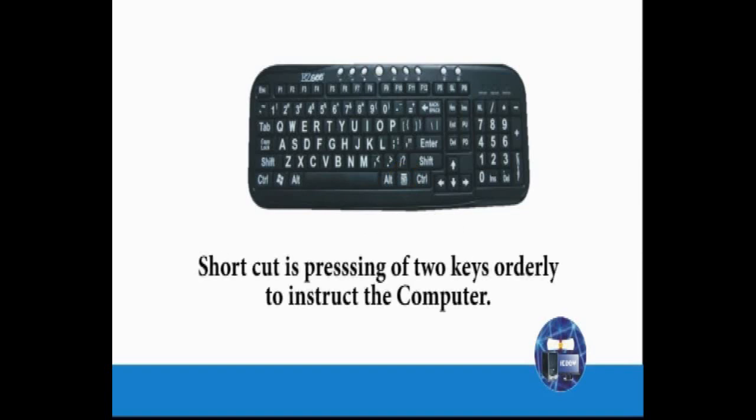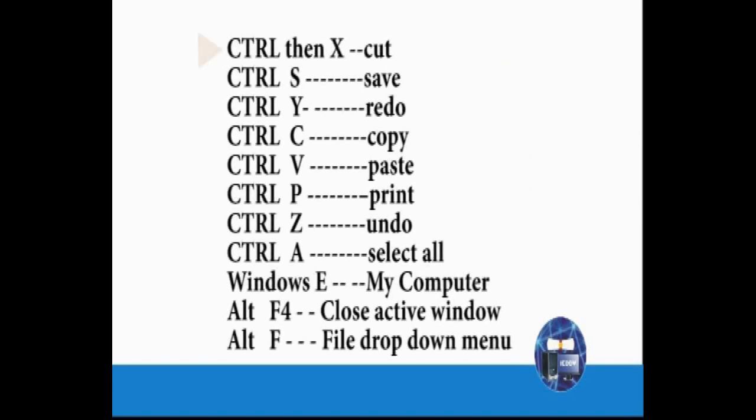Shortcut is pressing of 2 keys orderly to instruct the computer. Orderly in the sense that you press and hold the first key, then press the second. Pressing the Control key plus letter X is to cut highlighted text or objects with the intention to take it somewhere. Make sure you press them orderly. If you press them otherwise, that is X then Control key, it will not work. If you press them at the same time, it will not work because you did not press them orderly. This rule is applicable to all Windows shortcuts.